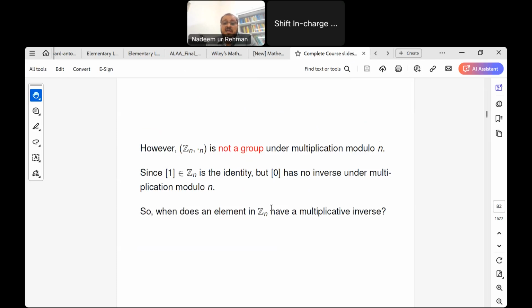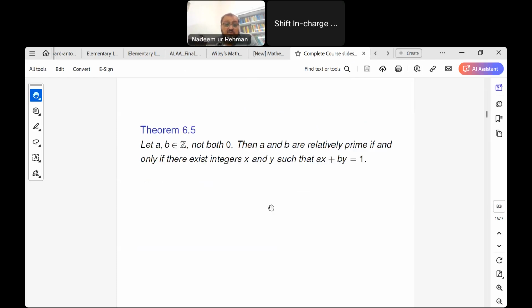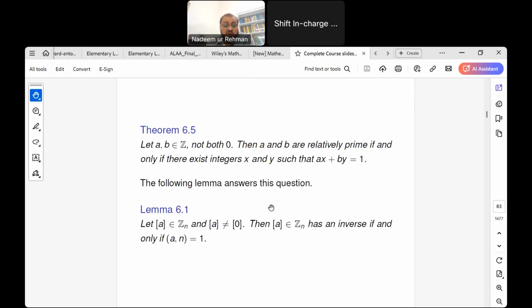So when does an element of Zn have a multiplicative inverse? That is the important thing. If a and b are not both 0, then a and b are relatively prime if and only if there exist integers x and y such that ax plus by is equal to 1. This tells us when the inverse exists: if a is an element of Zn and a is not equal to the 0 equivalence class, then a has an inverse if and only if a and n are relatively prime.